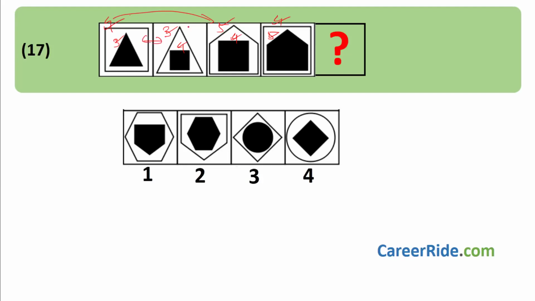Then the third figure, which has 4 sides, becomes 5 sided, and 3 sided becomes 4 sided. Okay, correct? Again this becomes interchanged. Okay, interchange. This pentagon comes inside, square goes outside. So now this 5 sided figure should become 6 sided over here, and the inside 4 sided should become 5 sided, right? So we will have a 6 sided figure, and this is the answer.